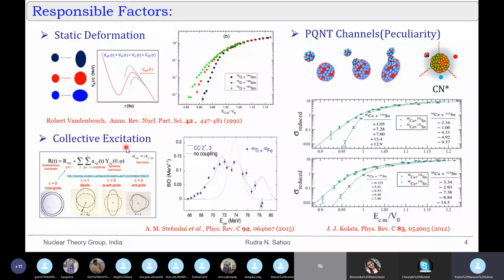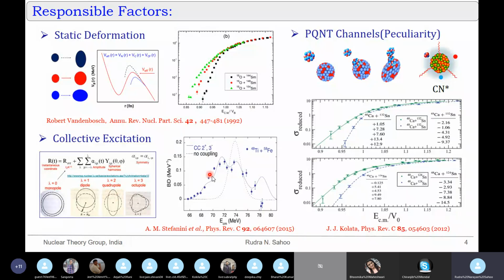Collective excitation. When the projectile and target come towards each other, due to the way of interaction as well as the stress between them, both nuclei get excited, and the rotational and vibrational states of both nuclei evolve. That's why these rotational and vibrational states of both nuclei actually reduce the barrier.